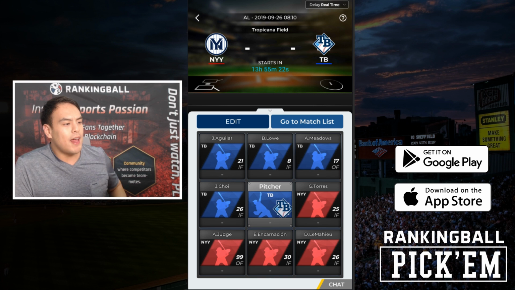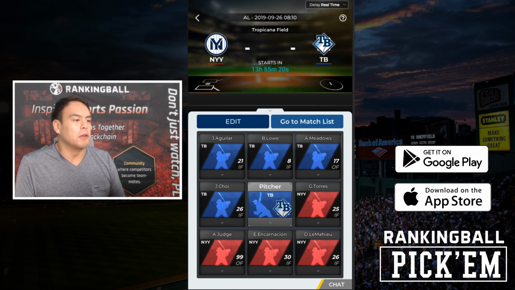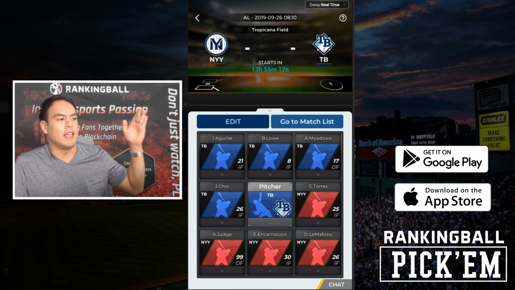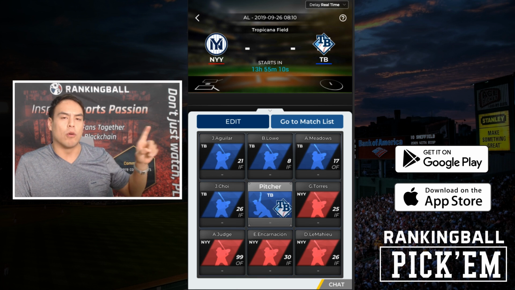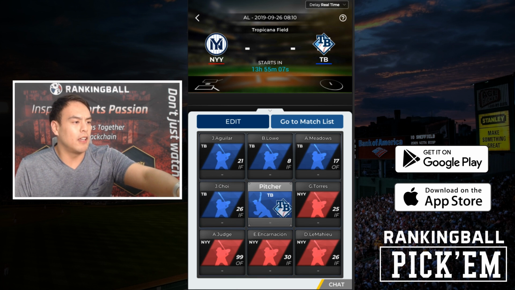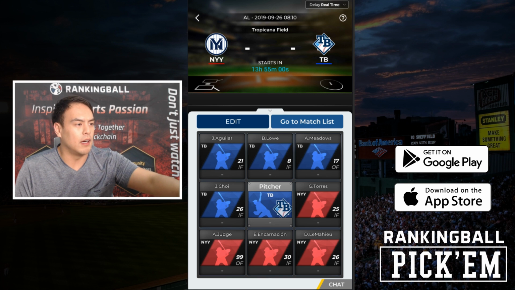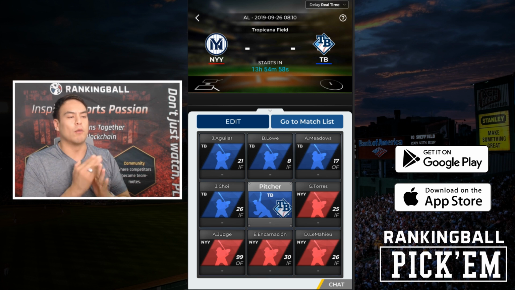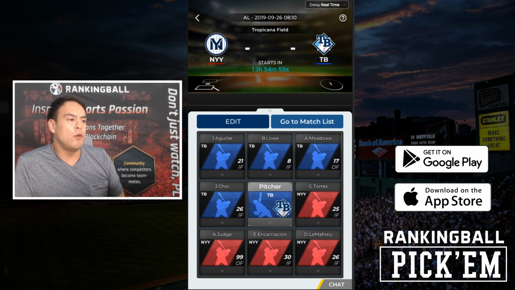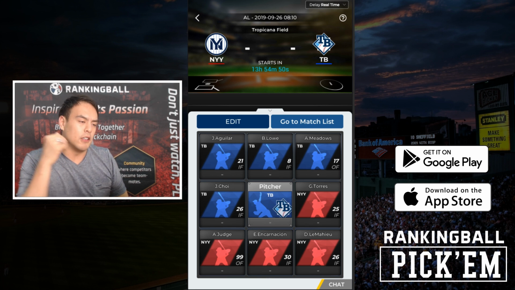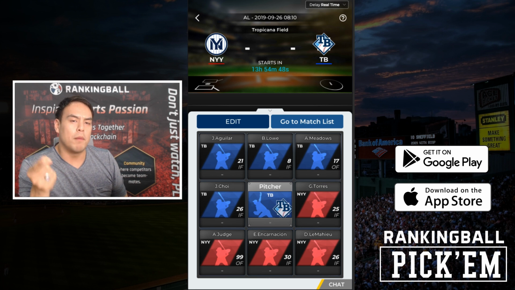Now, the way that I've set them up is what you want to look at. The top horizontal line and the left vertical line are worth 1.1 times. So whatever Aguilar, Lowe, and Meadows get, if they all have 1 point, that's 3 points, and you multiply that by 1.1. It's the same for Aguilar, Choi, and Judge. If you're in the bottom horizontal or the right vertical line, those are worth 1.2 times.